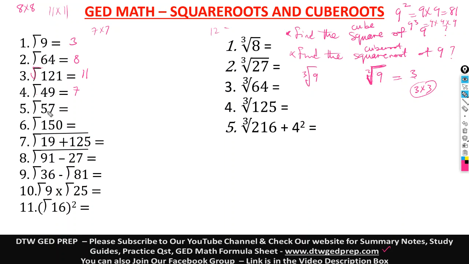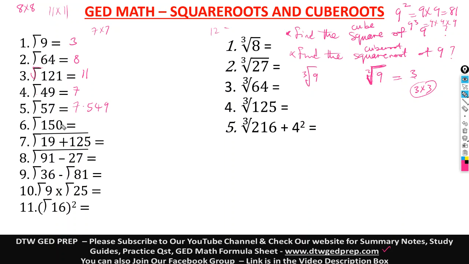So, for 57, you can see that 57 falls between 49 and 64, right? It's not up to 64, but it's more than 49. So you should have an idea that the square root of 57 should be 7 point something. When you punch it in your calculator, the exact number you would get is 7.549.